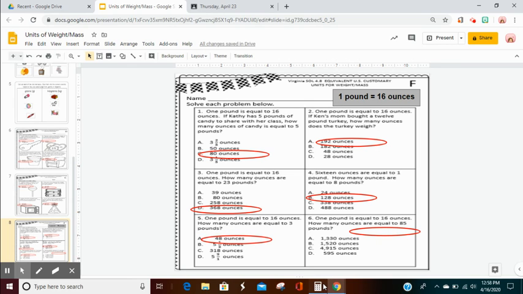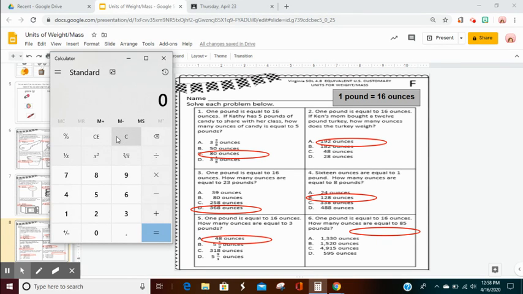And the last one, 1 pound is equal to 16 ounces. How many ounces are equal to 85 pounds? Yes, they're giving us the big unit. They're giving us the pounds. So we're going to multiply 85 times 16. And we get 1,360. Oh, is that a typo? I don't see that answer choice.